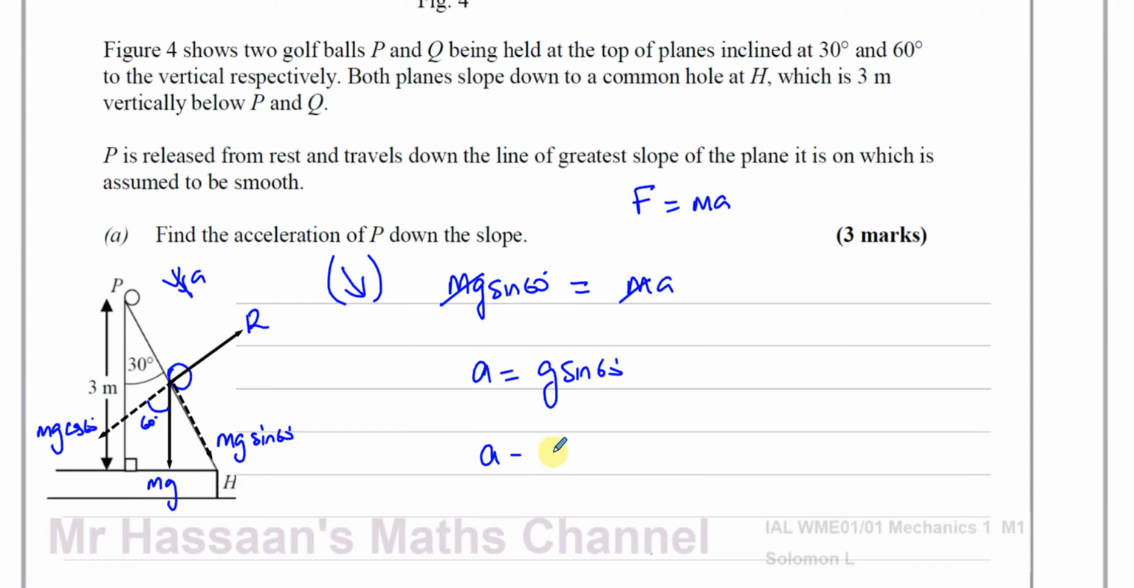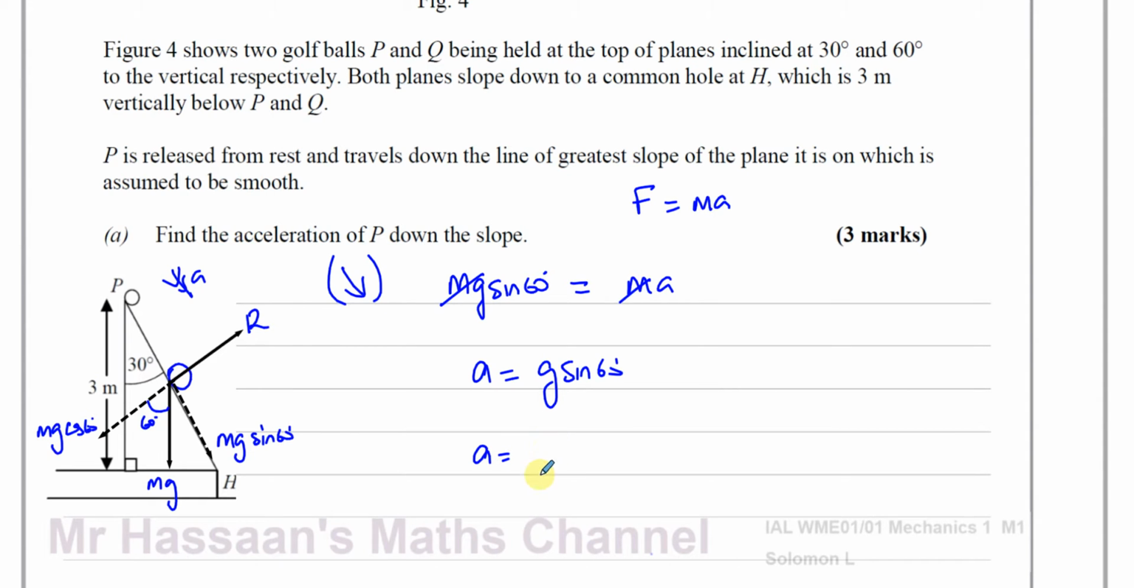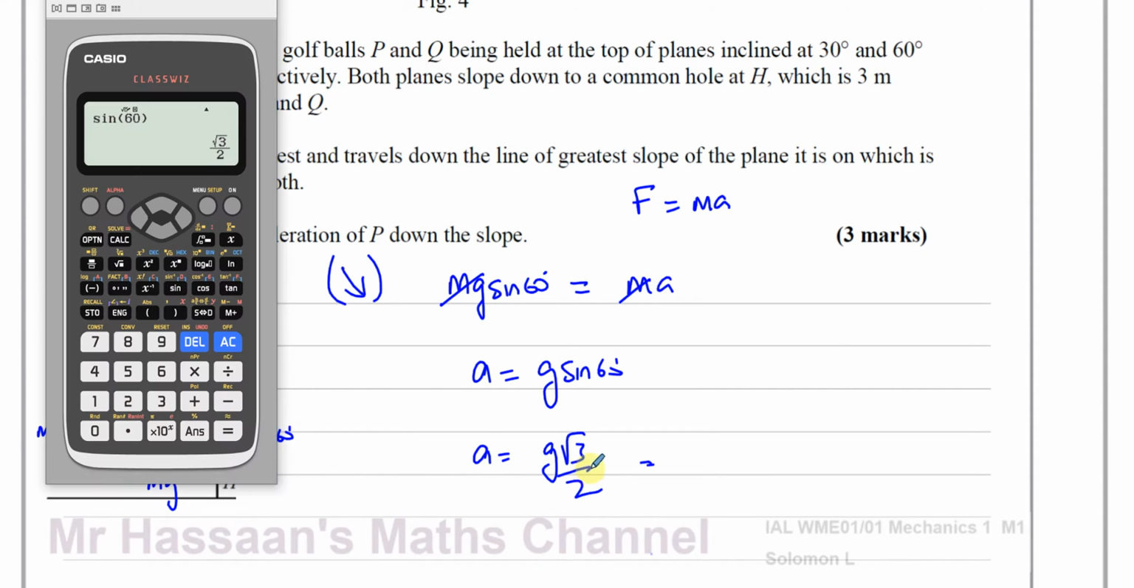So the acceleration is 9 point, well, let me write it in a more exact form first. We know the sine of 60 is root 3 over 2. If you find the sine of 60 degrees, in degree mode, which we are, you'll realize it's root 3 over 2. So this is going to be g times root 3 over 2, which I'll write down its value as a decimal. So this times 9.8.